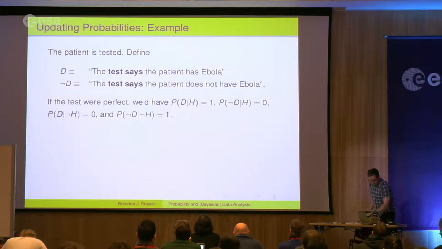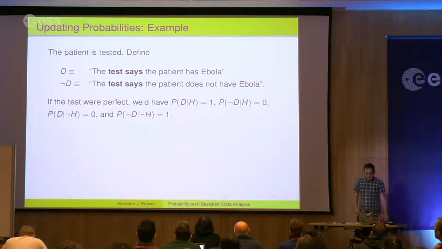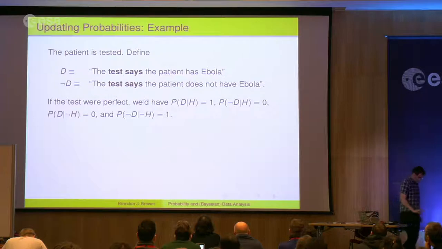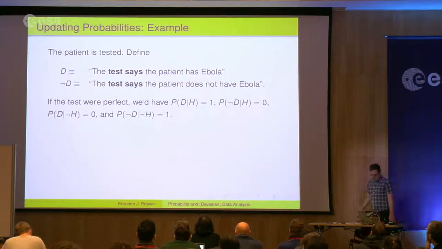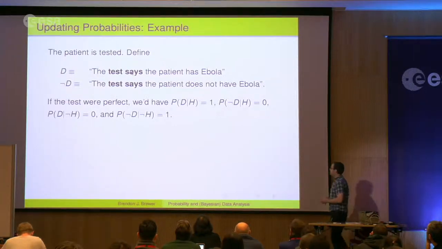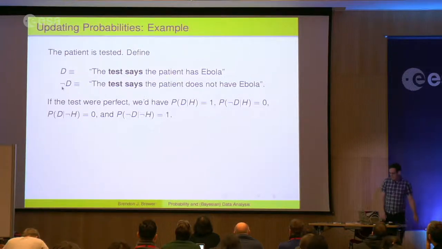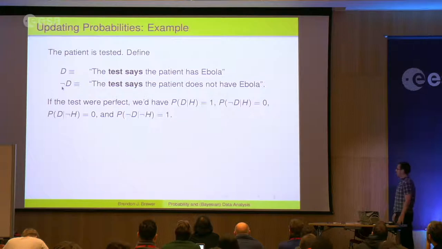Okay, so they take a test. The test isn't perfect. It usually gives them the right answer, but sometimes it just flips to the wrong answer. So I'm going to define this proposition D as being the proposition that the test came back saying it was Ebola, and the negation of D is the proposition that the test says it's not Ebola.